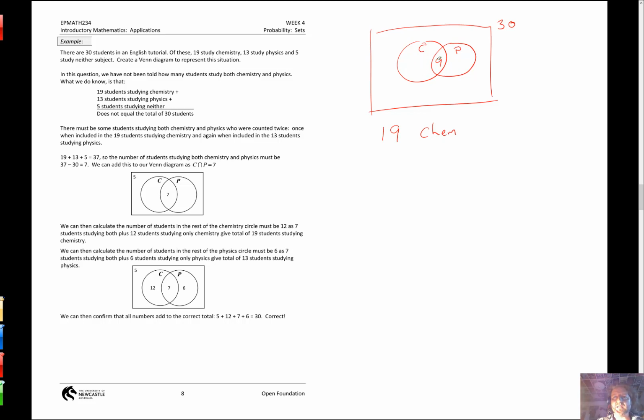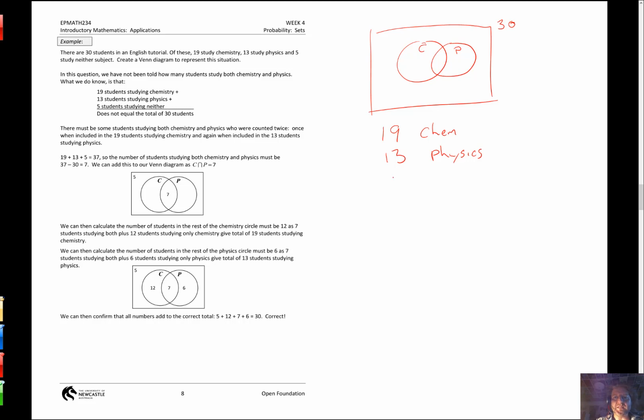So it might be 10 and 9. It might be 3 and 16. I don't know. So I can't just put that 19 in there. By the same logic, 13 study physics. I don't know how many of them are in this part of the circle, how many of them are in this part of the circle. So I'm stumped at the moment. I can't do it yet. So this is our most complex type.